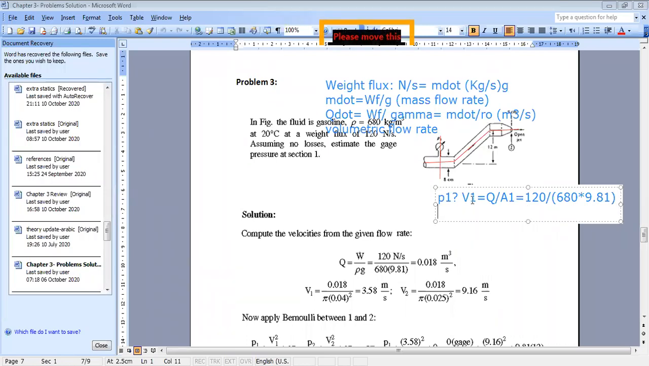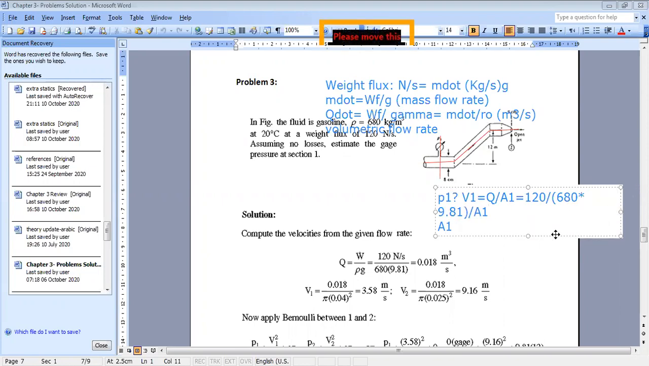Now what about A1? They gave me a circular cross-section of diameter 8 centimeters. A student asks: why is Q 120, isn't the weight flux 120? I divided over what? I divided over gamma, okay? Because we said that Q dot is weight flux over gamma. Then I should divide my result by A1.